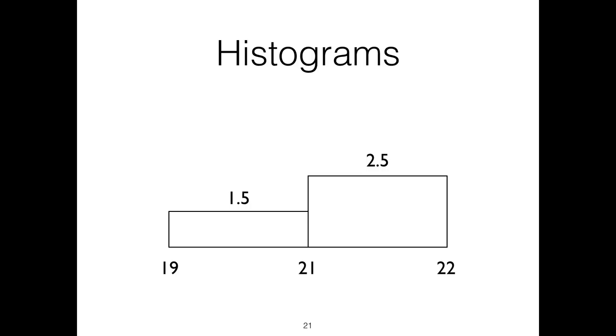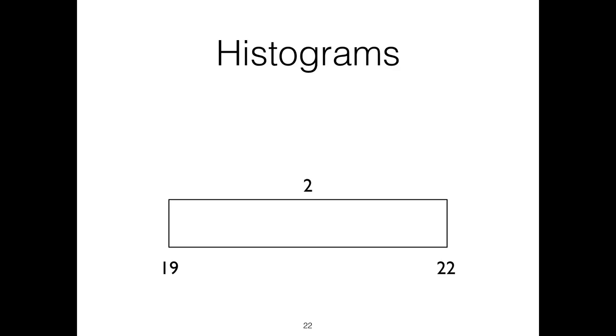Now, taken to an extreme, if I just create one single bucket, I end up with an average number of elements for the entire table, and basically, at this point, I'm just back to lower and upper bounds.